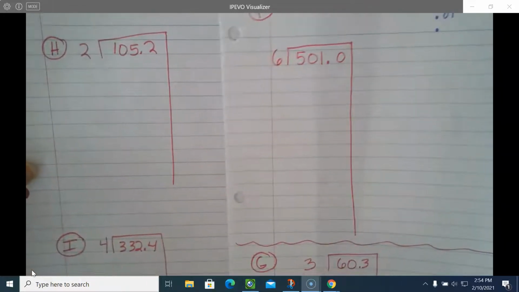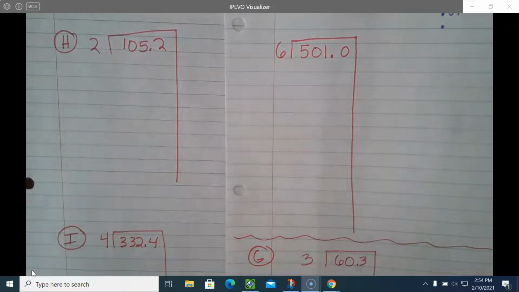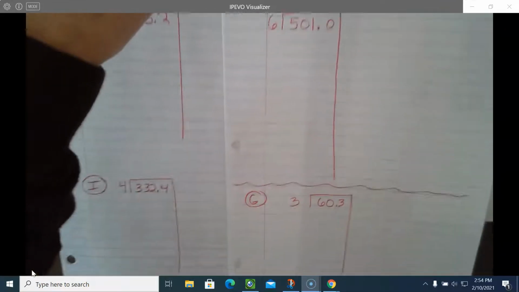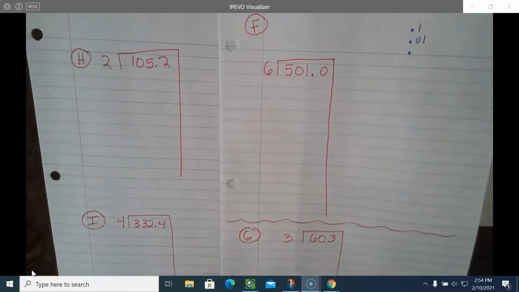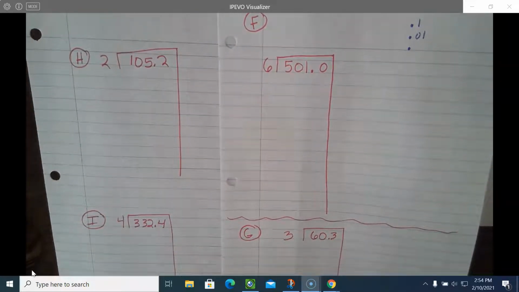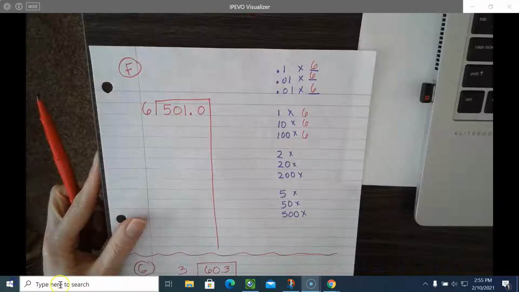So if you can pause the video and get both of these set up on your paper right now, leave yourself plenty of workspace for that ratio table. We're going to do letter F together, and then G, H, and I will either be live with your teacher or on your own. Pause the video and get your paper set up, please.